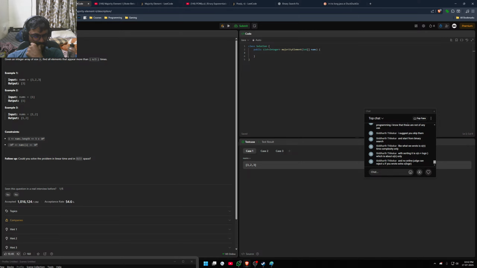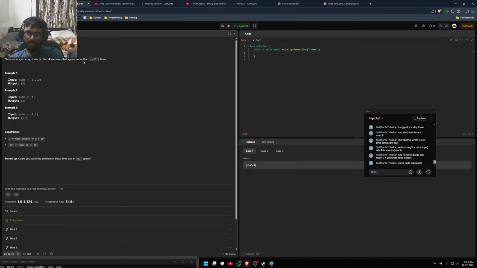Okay, how would you approach this one? They're asking for multiple. Could you solve the problem in linear time and in O of one space? They've given a list of integers, and they're asking for output also as a list. Just elements that appeared more than n by 3 times. Same code, copy paste.